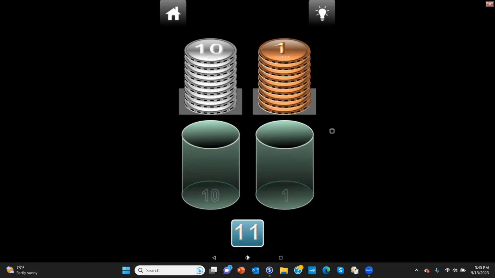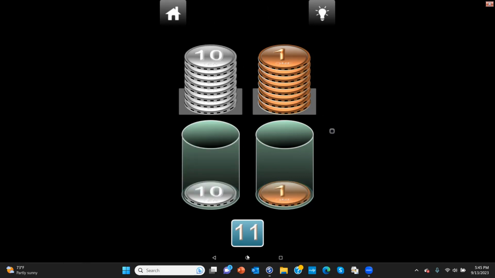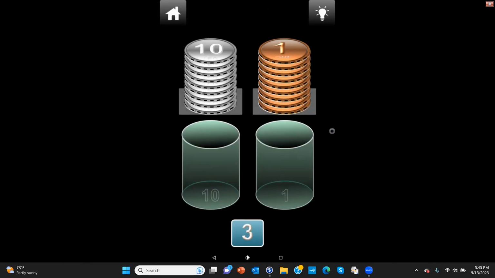Try again. Jars to equal 11. Press the number 11 when done. So it will be 1 ten and 1, 10 plus 1 is 11. Okay. So you see how they got to where they are? Yes, sir.